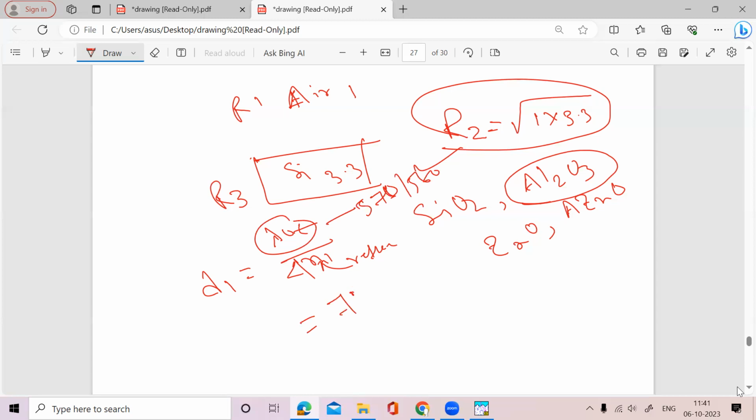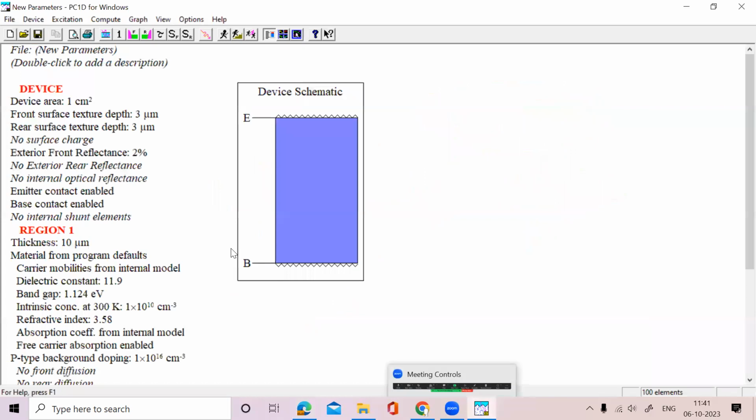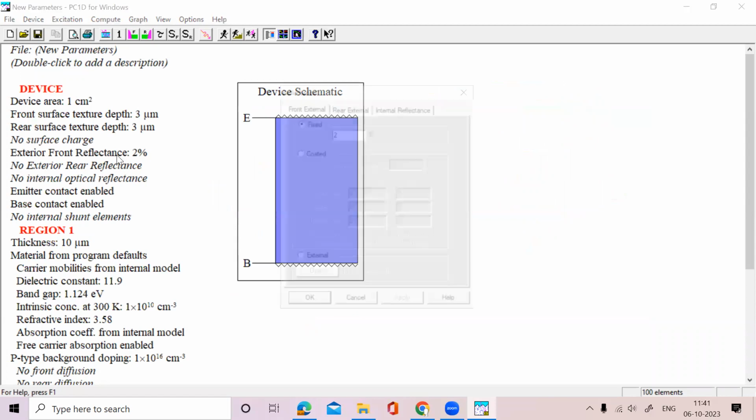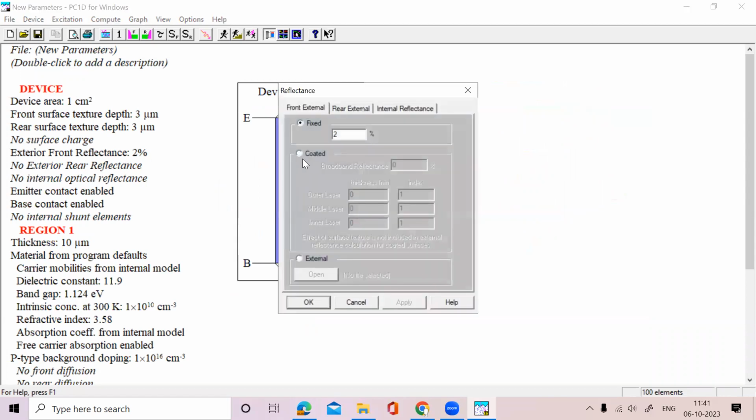Okay, so next, in this simulation I am not doing this coating. On the coated surface you can do it and you can coat it, but now I am not doing it. You can give the thickness of the first layer, second layer, third layer, middle layer, anything. When you activate the coated surface, you can do it, but now I am not doing it.